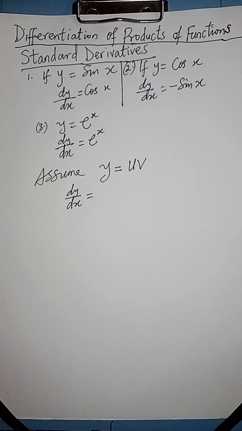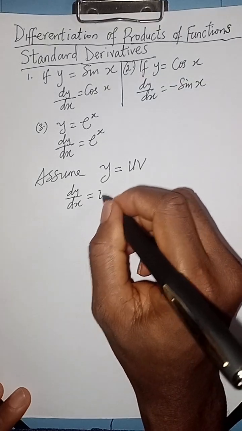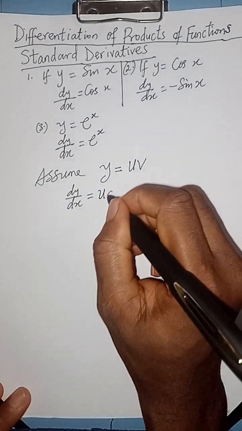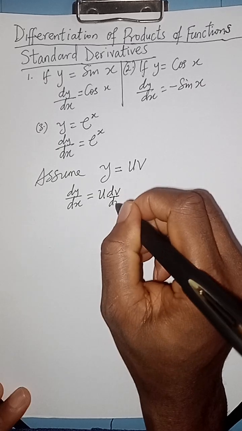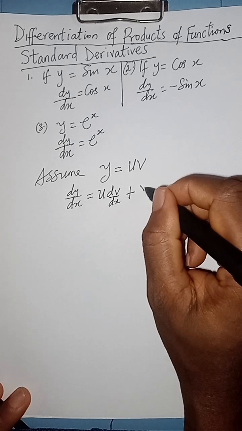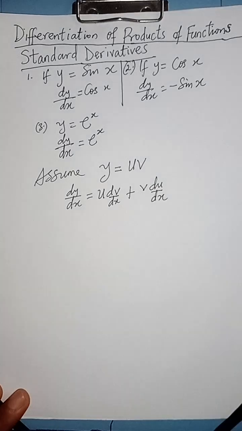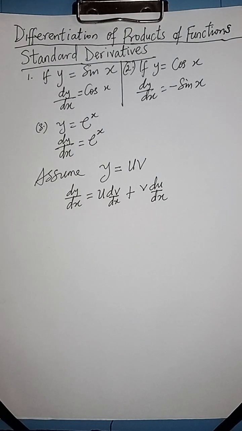Now, y is equal to uv, and u and v are functions of x. If I'm going to differentiate this, this is what I'll do. Keep the u constant and differentiate v. Then plus, the product rule, you keep the v constant and differentiate u. That is how to differentiate the product of two functions. This is what will be guiding us as we differentiate functions involving two products.